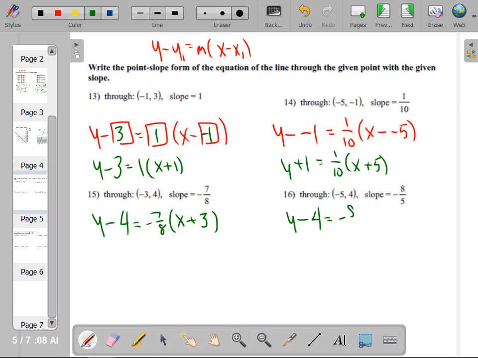The slope is -8/5. And then x minus -5. X minus -5 is x plus 5. So that's writing an equation in point slope form. That's if I'm giving you a point and the slope.